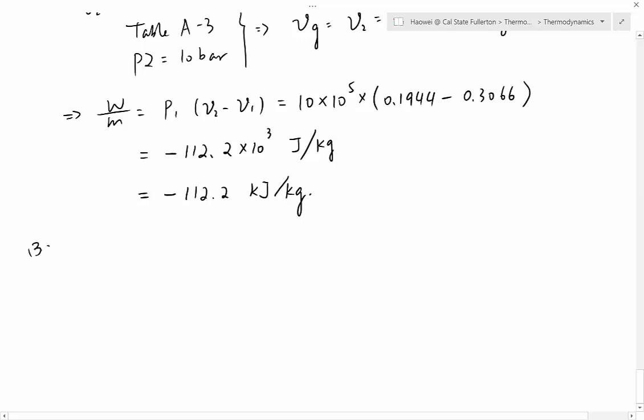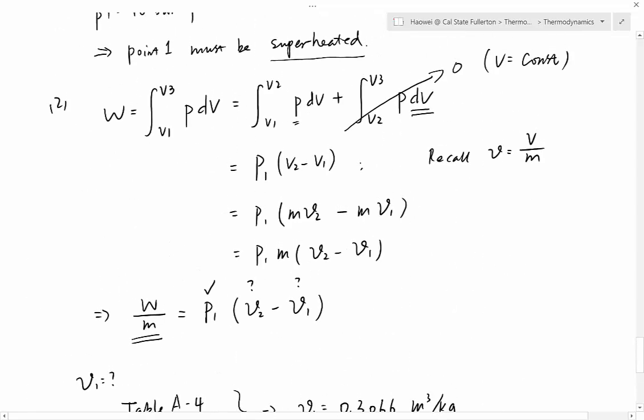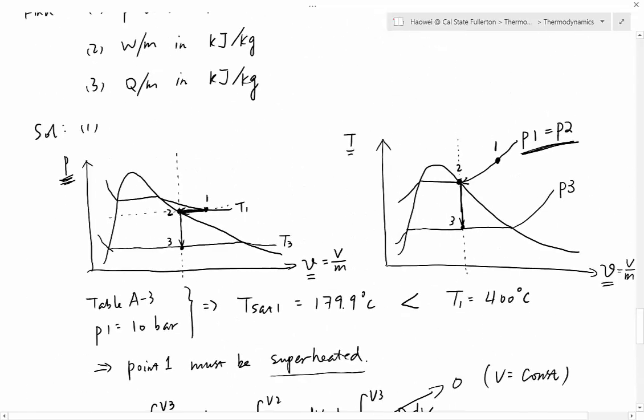And then number 3. Number 3 is to look for heat transfer, Q over m, per unit mass. Now I have work. From part 2, I found work. Part 3 asks for heat transfer. What equation should we use? We're looking for heat transfer, and I already have work. Which equation has both Q and W in it?